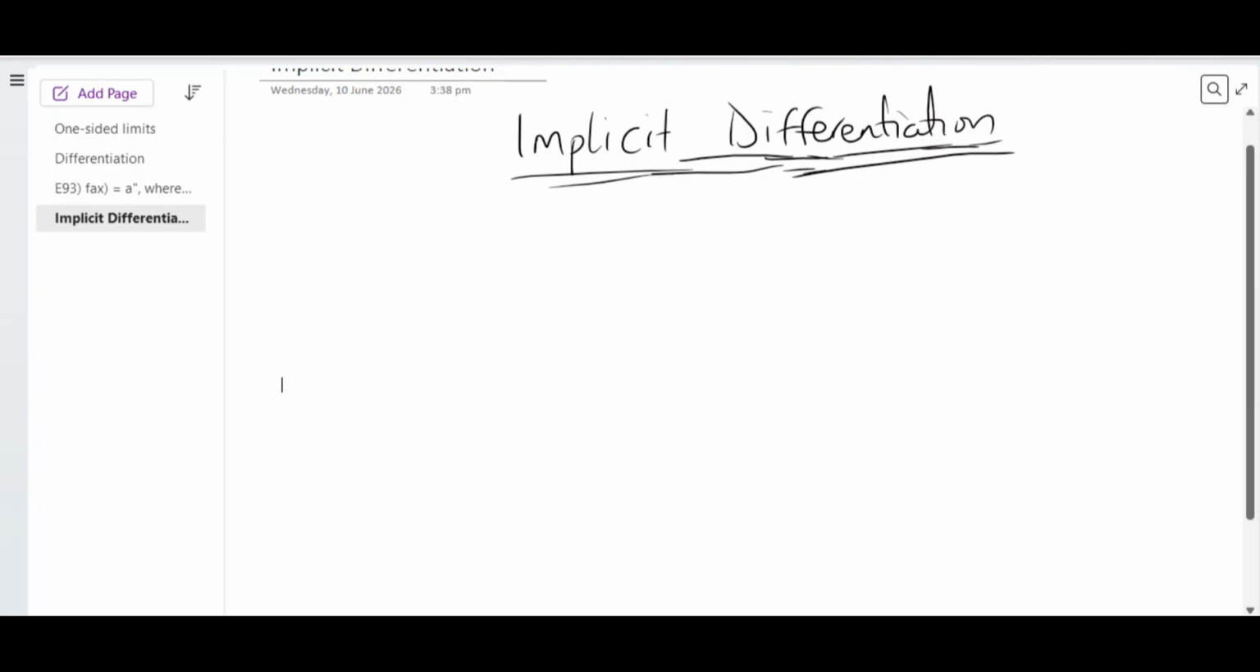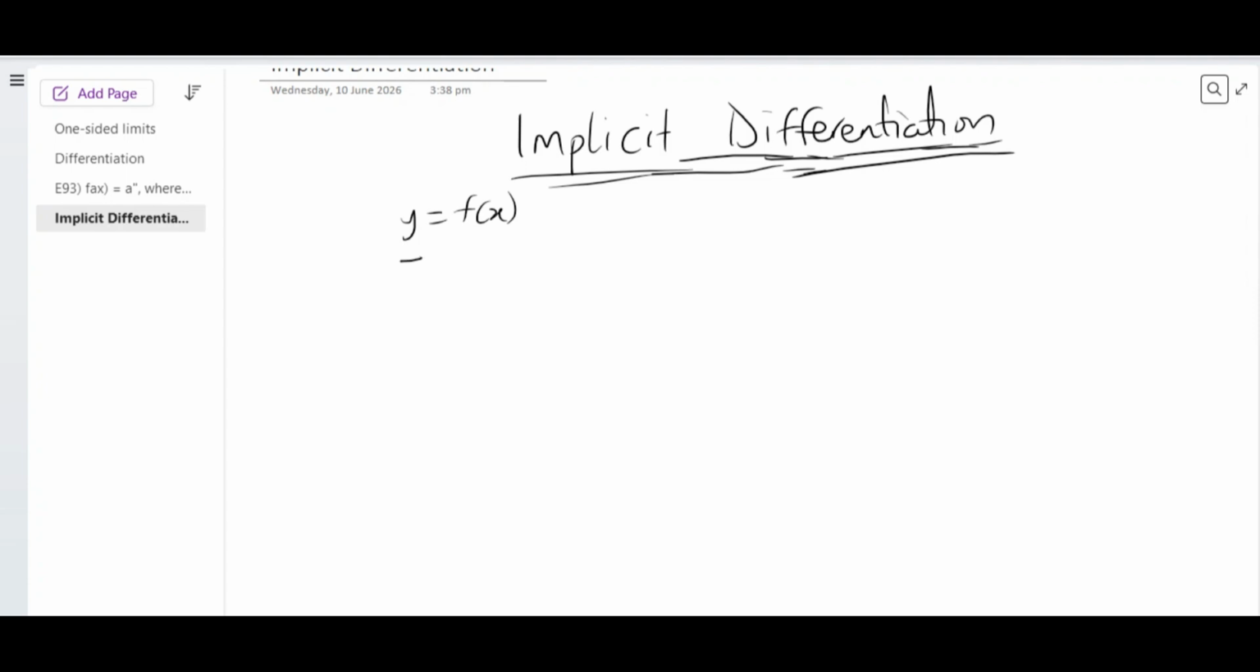Today we want to explore a concept in differentiation known as implicit differentiation. Whenever you are given an explicit function, that is y being a function of x, it is much easier to differentiate using the general rule or even using first principles.